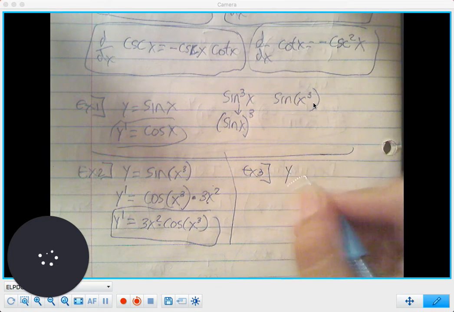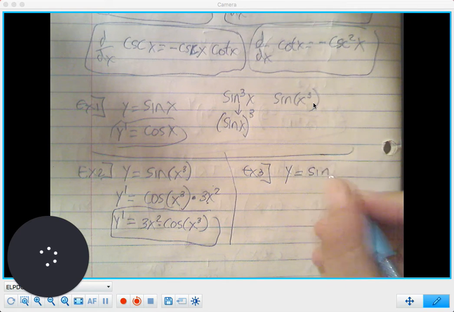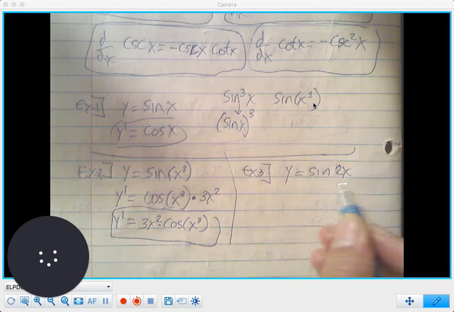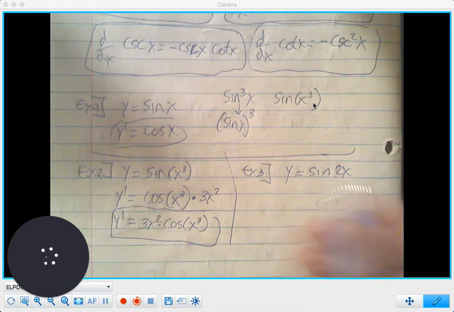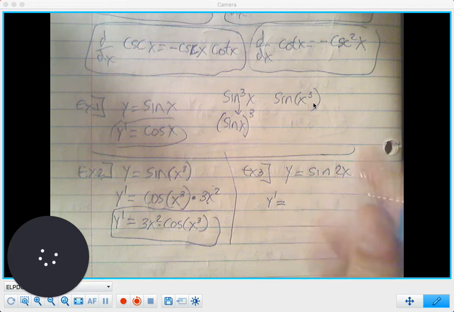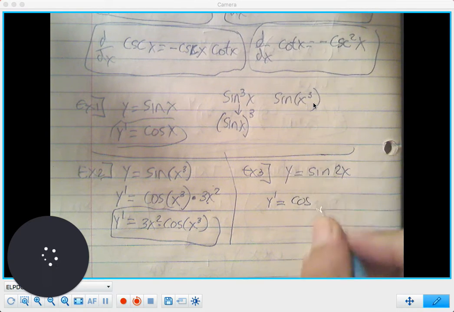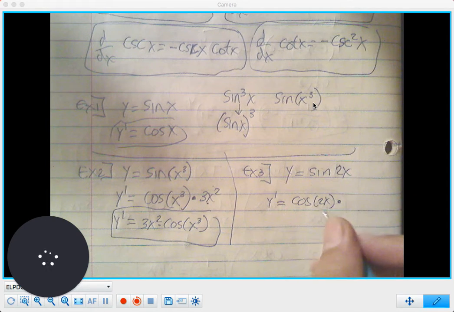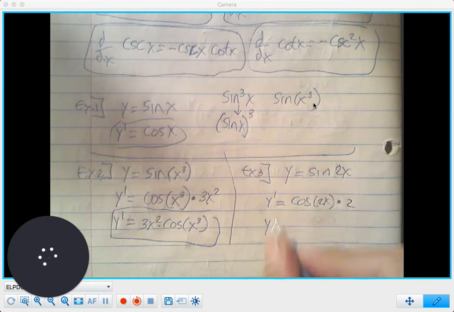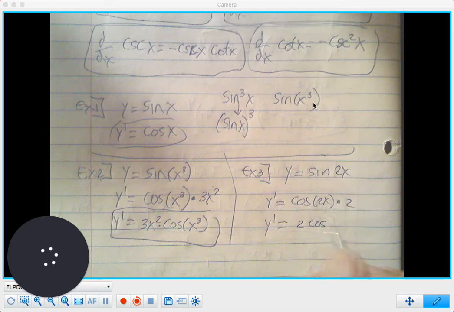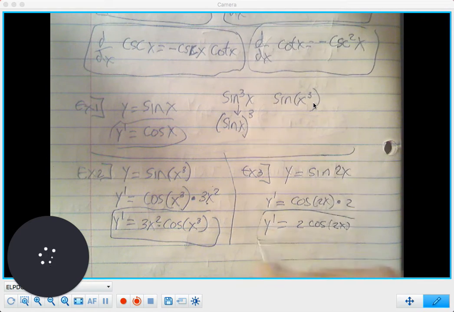Now let me do another one. I'm using sine because that's the easiest one. What if we have sine 2x? Do we have something other than x? Yeah, we have 2x, so that's different. That means I have to use the chain rule inside the sine. What is the derivative of sine? Cosine. Cosine of what? Of 2x. Now take the derivative of the inside, which is 2x. The derivative of 2x is 2. You see how ugly this looks? So just move the 2 to the front. Now you have 2 cosine 2x.